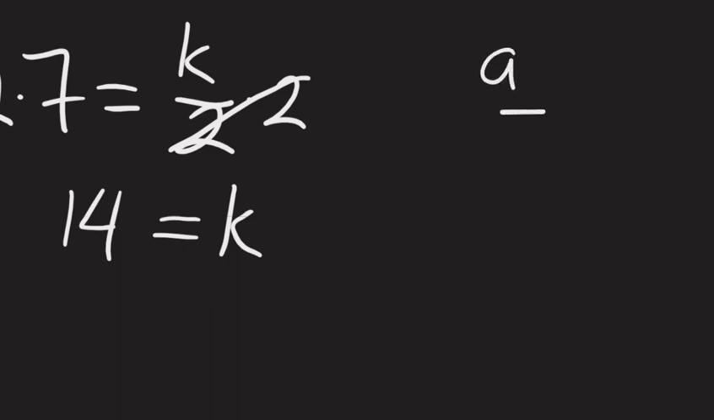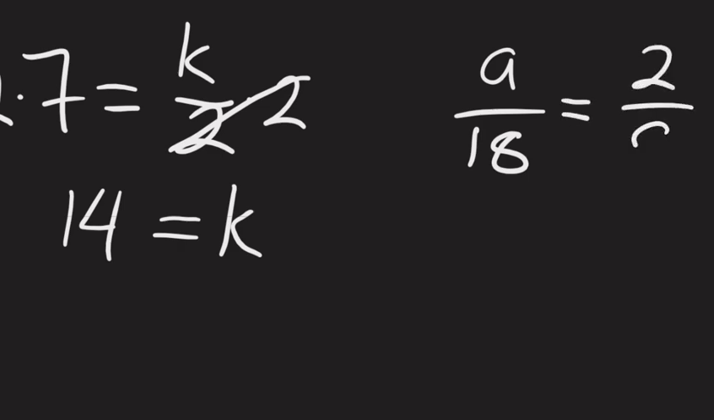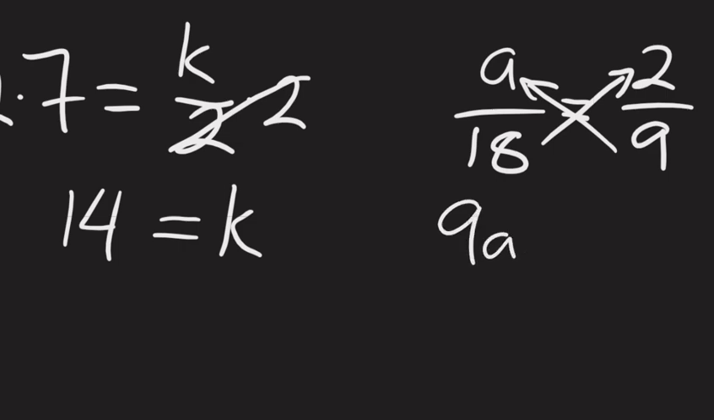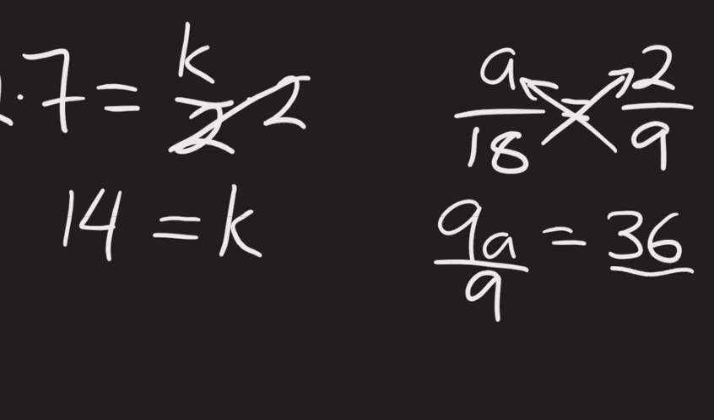Next, we have a over 18 equals 2 over 9. When we have two fractions on either side of the equal sign, we need to cross multiply. 9 times a is 9a. 18 times 2 is 36. To get a by itself, we have to divide each side by 9. And we get that a equals 4.